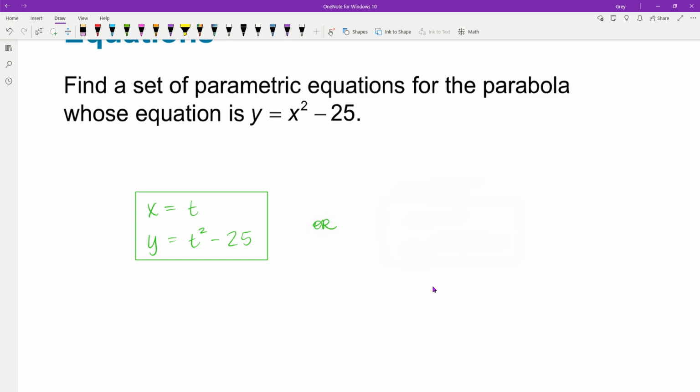But you're not limited to that. You could also write x equal to t minus 1, and if x was equal to t minus 1, then y would be (t minus 1) quantity squared minus 25. So, as one of my students put it this year, there are an infinite set of parametric equations that I could use to model this same parabola, that same equation.